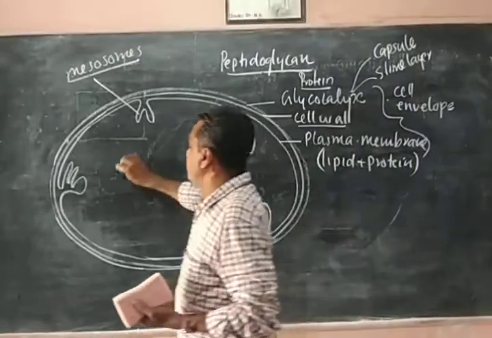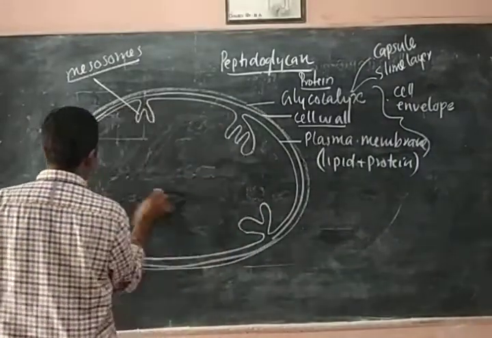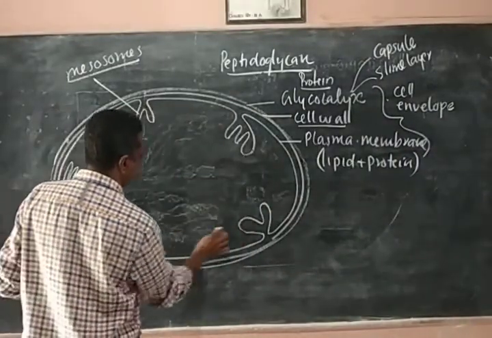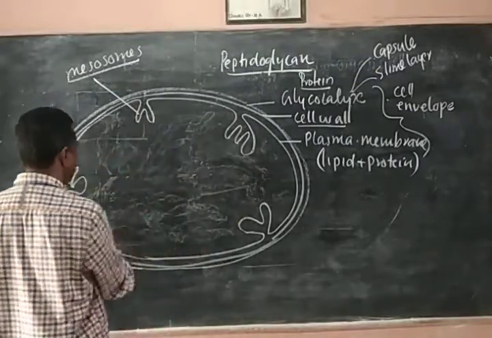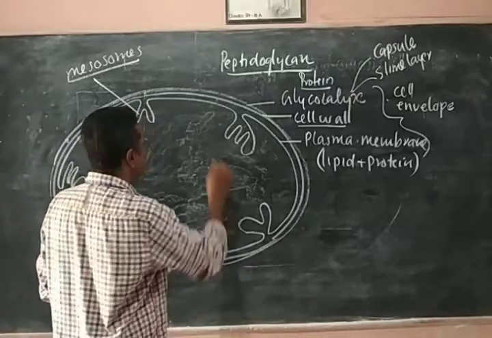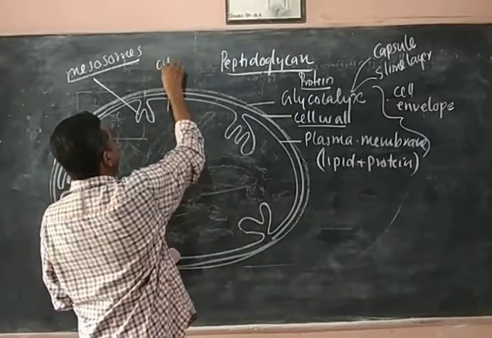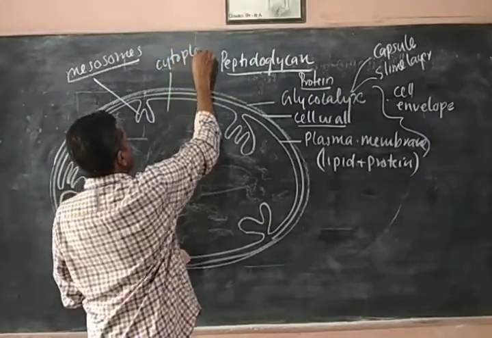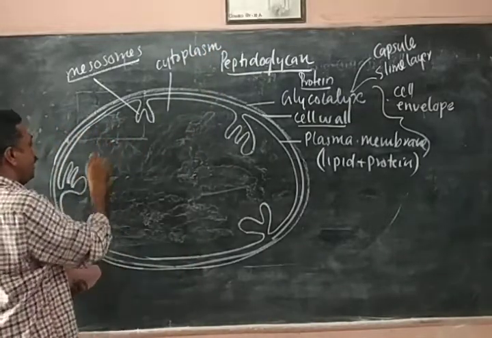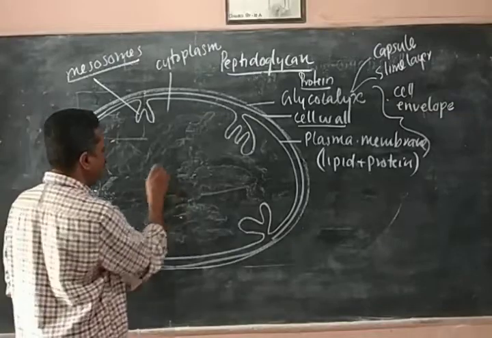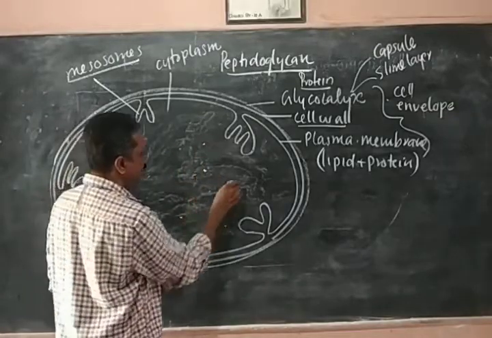And this is filled with a fluid, and the fluid is called cytoplasm, or protoplasm. The fluid is called cytoplasm. The cytoplasm is granular. You see, the cytoplasm is granular.